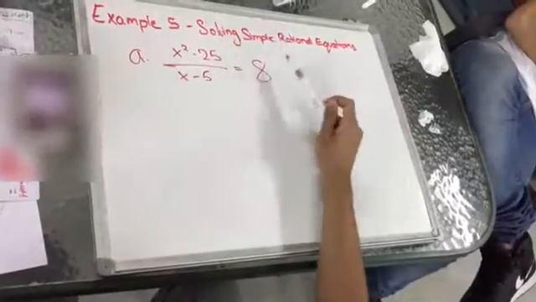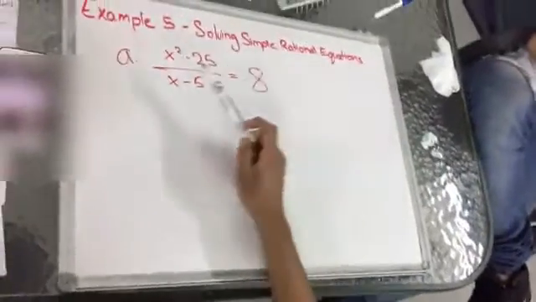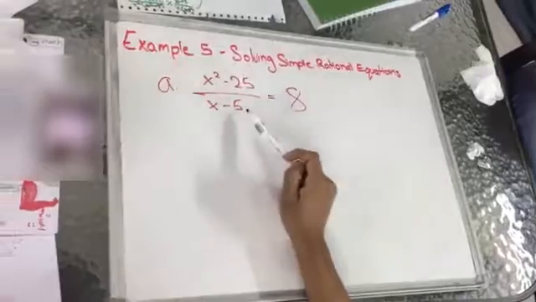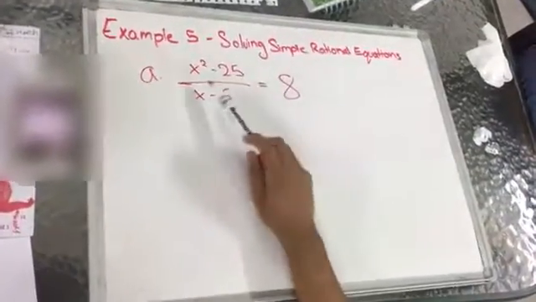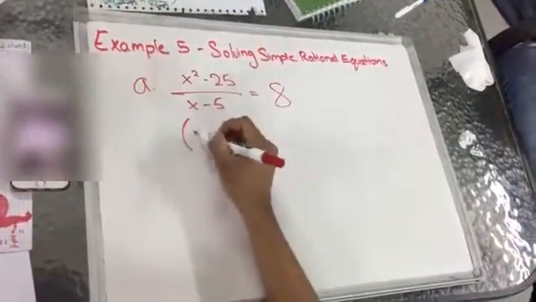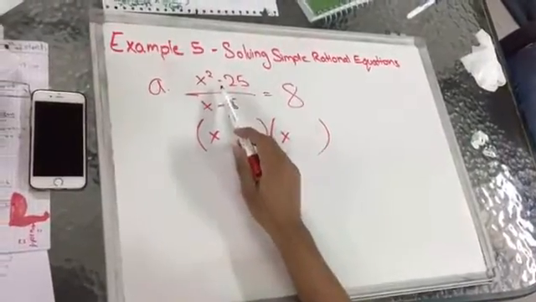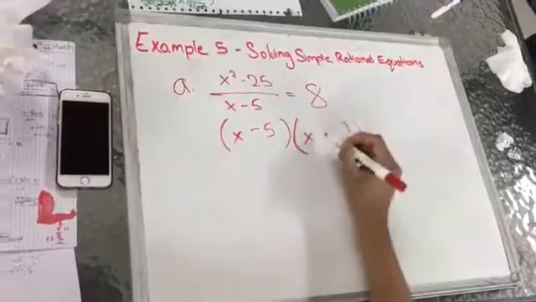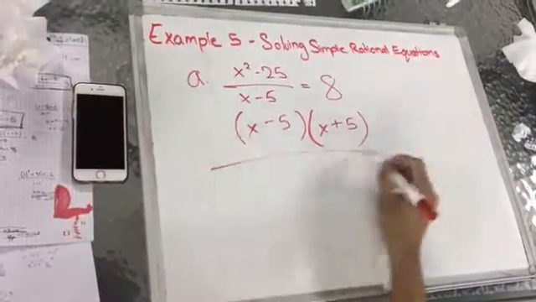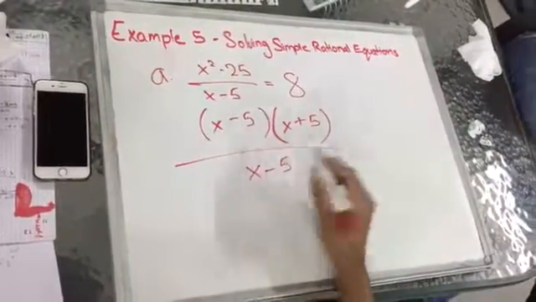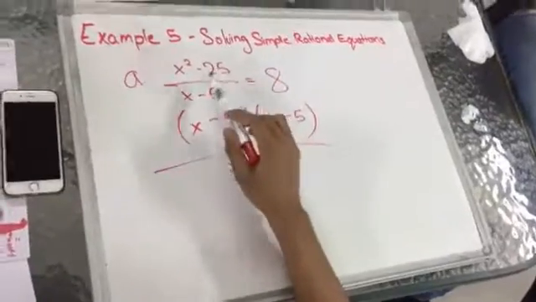Example 5. Solving simple rational equations. So here we have x squared minus 25 over x minus 5 equals 8. So first we have to factorize this. So it's going to give us one negative and one positive number, as this is a negative number. So it's going to be (x minus 5)(x plus 5) over x minus 5. When you multiply these two together, they're going to give you negative 25.